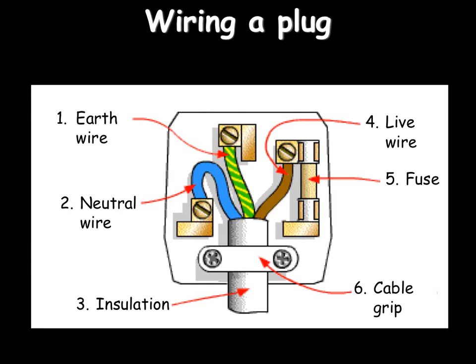Wiring the plug. Neutral, blue. Earth, green and yellow. Green and yellow is earth. Brown is the live wire. It's the live wire because it's connected to the fuse. That's how you know it's the live wire. And there you have the double insulation: insulation on each of the wires and insulation on the wire itself.